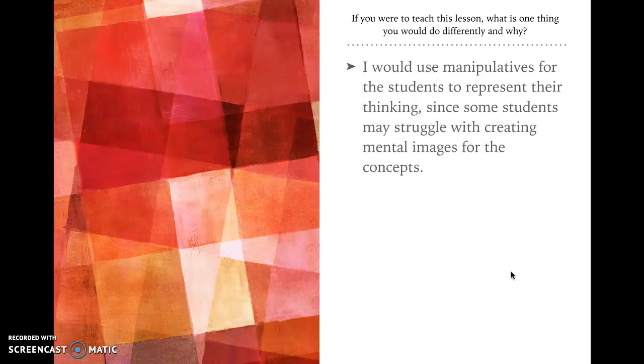If I were to teach this lesson, I would use manipulatives for the students to represent their thinking, since some students may struggle with creating mental images for their concepts.